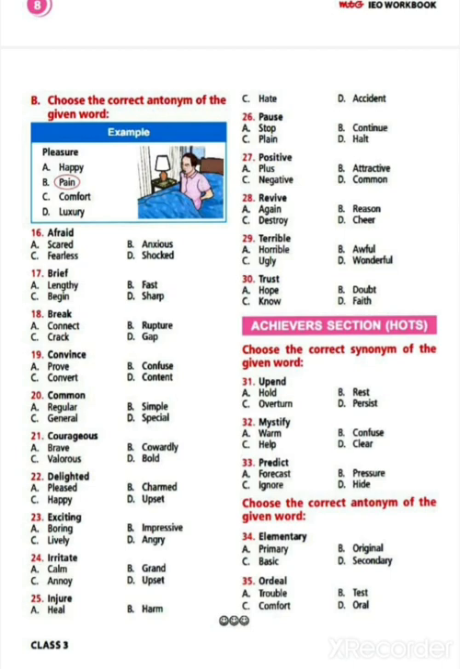So afraid, and the opposite in meaning is fearless. So afraid is when you get scared, when you fear something, and fearless is the opposite. So you will go for fearless. Number 17 is brief, like something which is short. So number 17, closest opposite of brief is lengthy. So here A, lengthy will be your option.